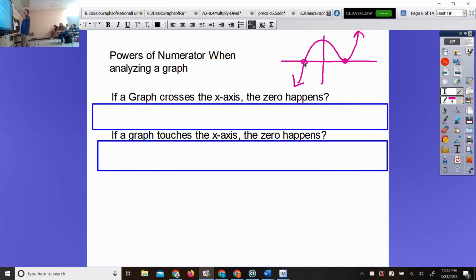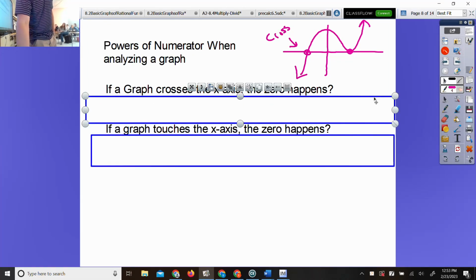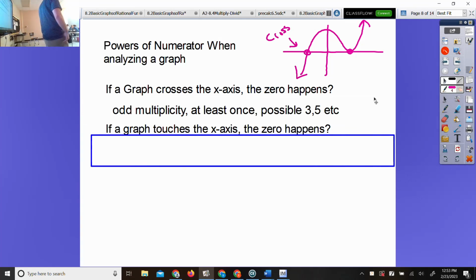Right here, is the graph crossing or touching? That's a crossing. If you cross the x-axis, the 0 happens how many times? Once. Don't be sitting there screaming, I don't understand. It's called memorization. Odd multiplicity. It happens at least once, and that'd be 3, 5, whatever. Emphasis on the minimum, which is 1.